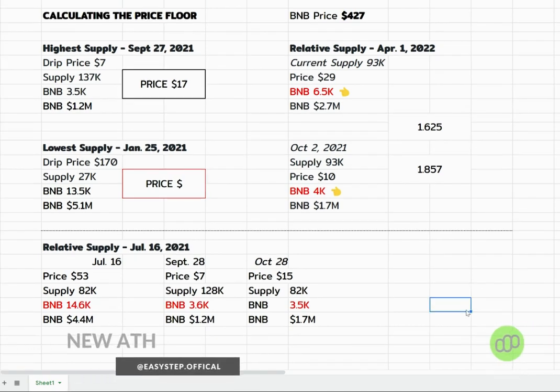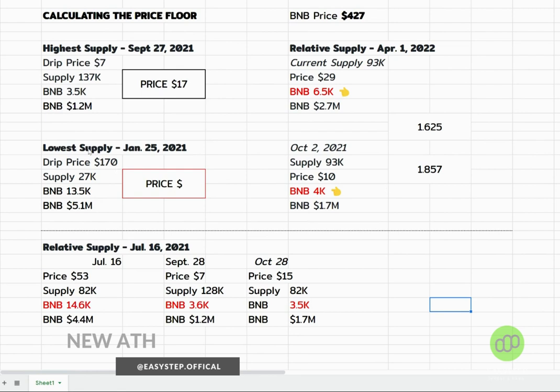Okay, so now let's calculate the new all-time high for DRIP. So we're going to go about this a little bit differently. I could take the rate of growth of 1.625, which we use to calculate the price floor, and multiply that by the BNB balance of the last all-time high, or the current all-time high that we have, and get the new all-time high that way. But we're going to go about this another way.